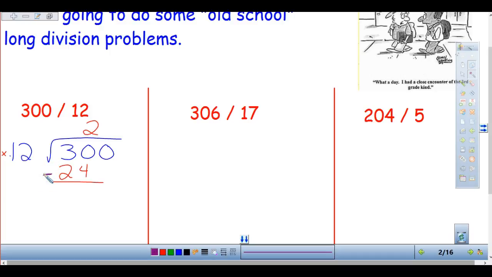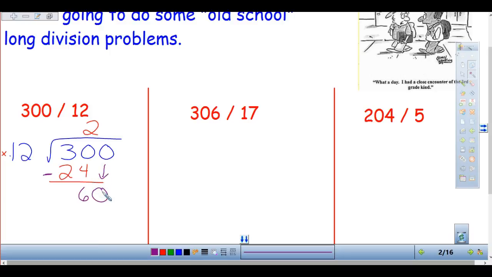I am using colors here. If you want, feel free to grab color pencils. Do not skip these steps. The process is the same, but you don't want to skip a step as we go. So, 12 goes into 30 2 times. We multiply those. We get 24. Now we subtract, and you're left with 6. Now you said to do what? Bring down the 0.